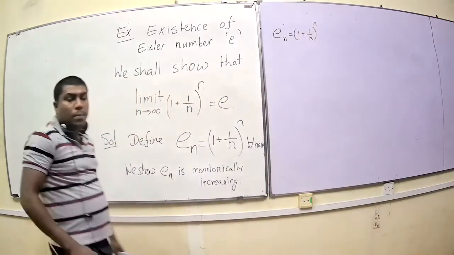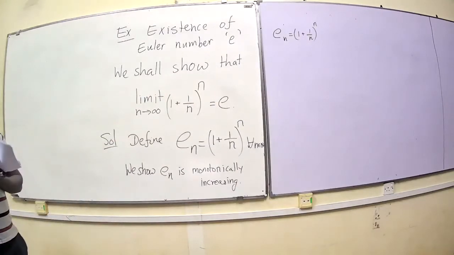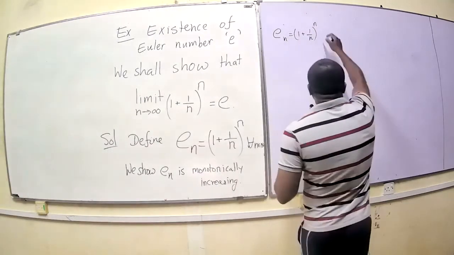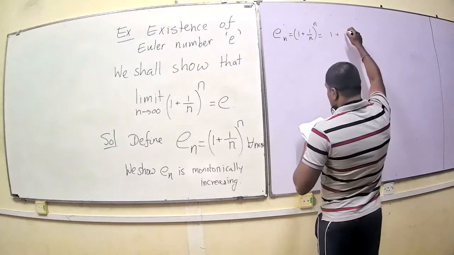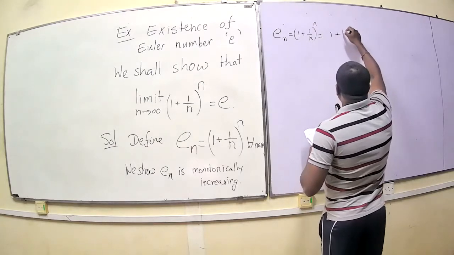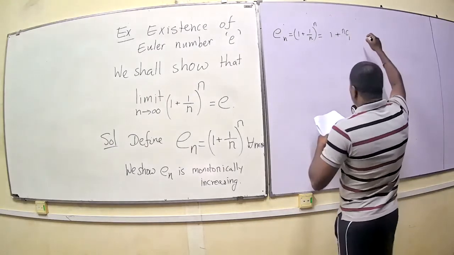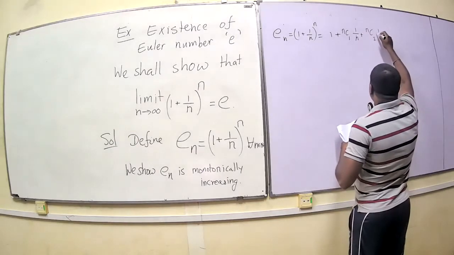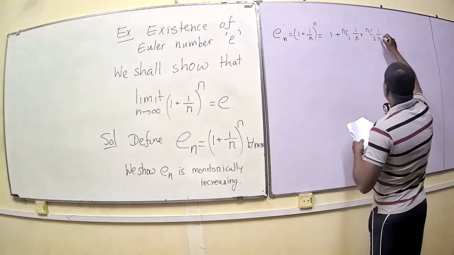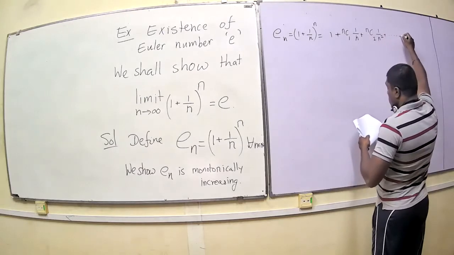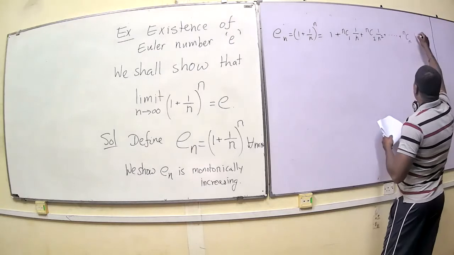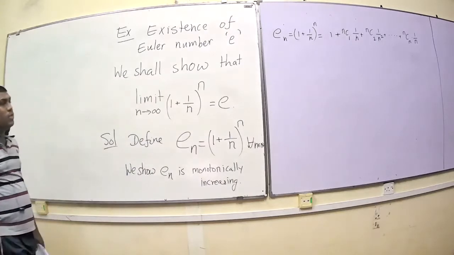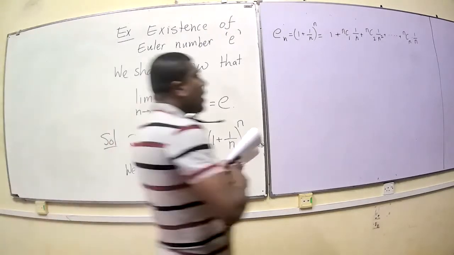First, En is 1 plus 1 upon n to the power n. So you write the binomial expansion of that. If you write the binomial expansion, nC0, that is 1, then nC1 times 1 upon n to the power n.